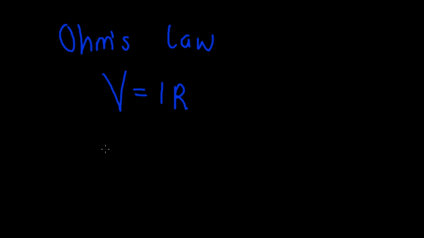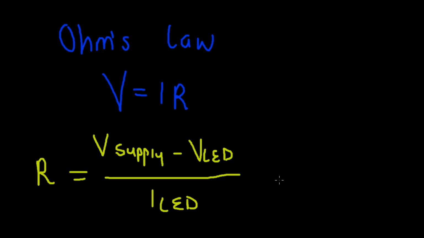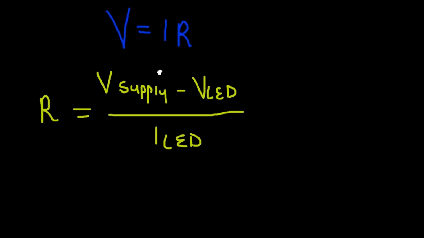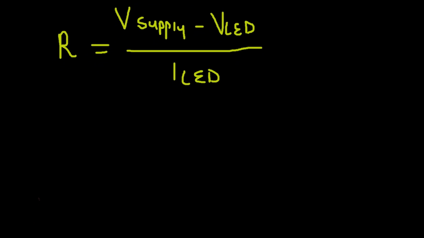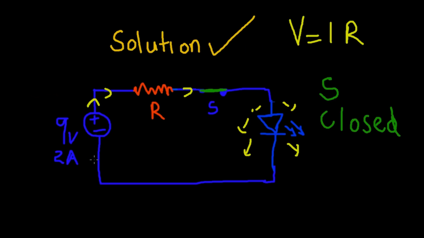To protect an LED, we need a current-limiting resistor. We want to keep the current within a safe range for the LED. Let's break down the key values we need to find the correct resistor. V supply. This is the voltage of our power source. Today, we'll use a 9-volt battery as an example.